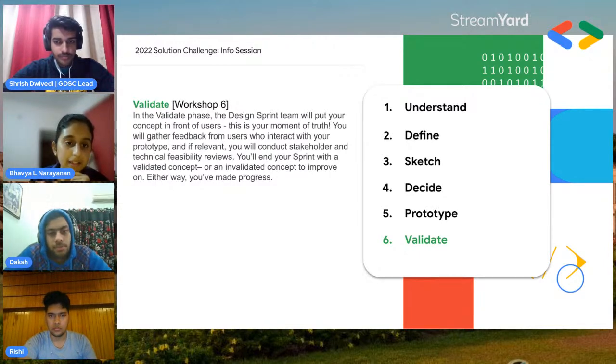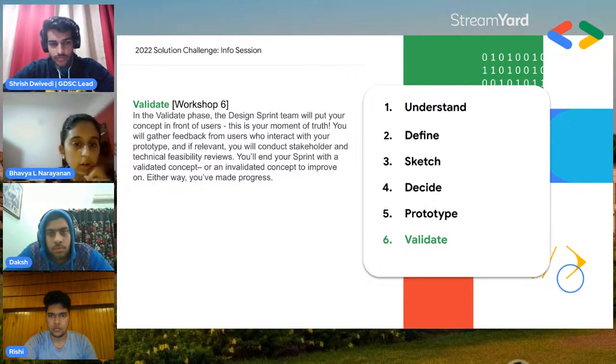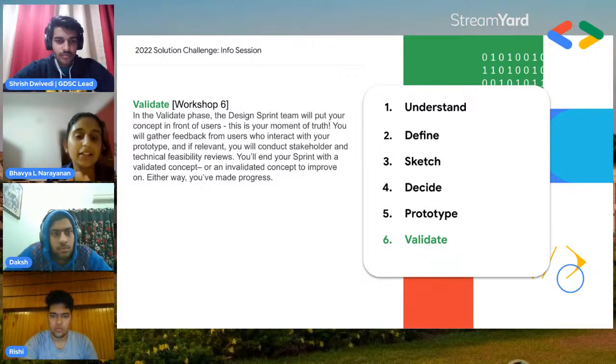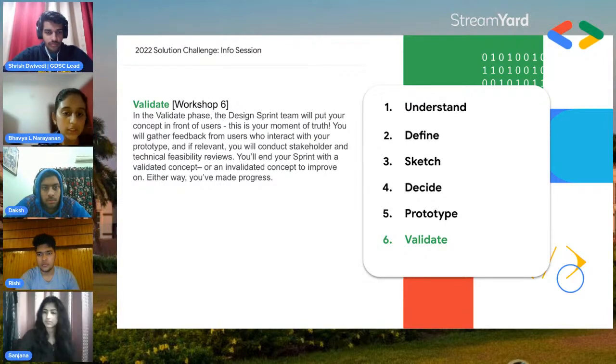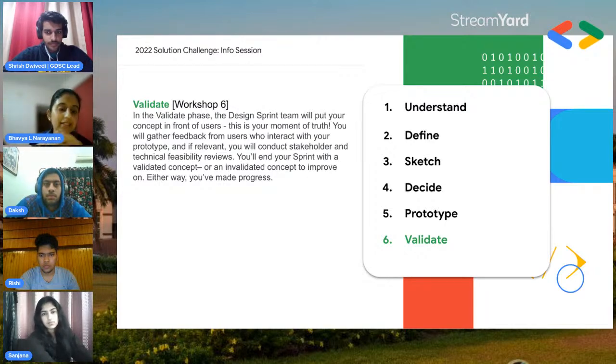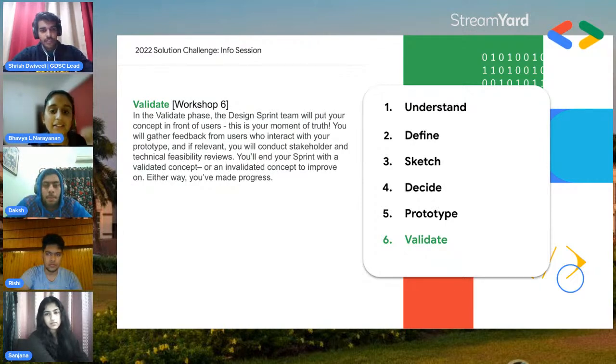In the validating phase, the design team will put a concept in front of the user, and that is the entire moment of truth where you will interact with your prototype, and you will look at who the stakeholders are. You will end your sprint with a basic validated concept. So in totality, if we have to sum it up in one word, you will basically understand how the process of prototyping your entire project works, and that is the basic aim of this entire challenge.